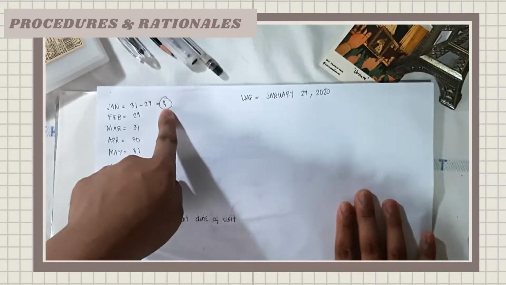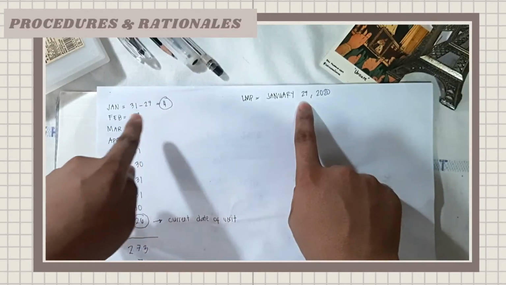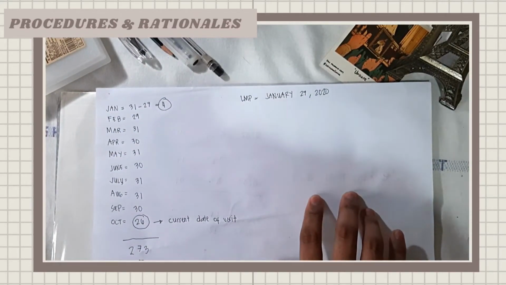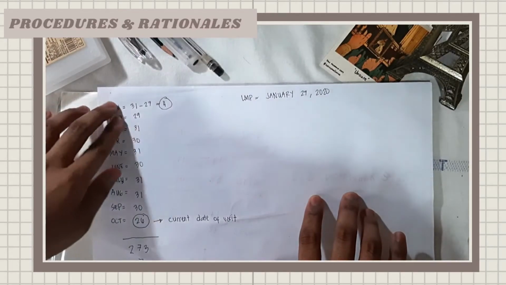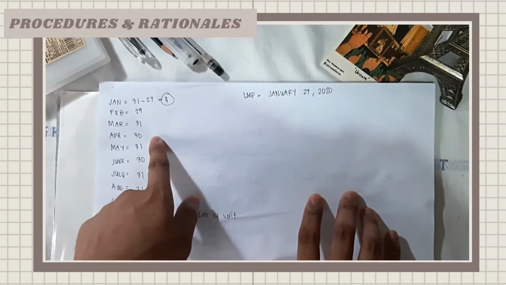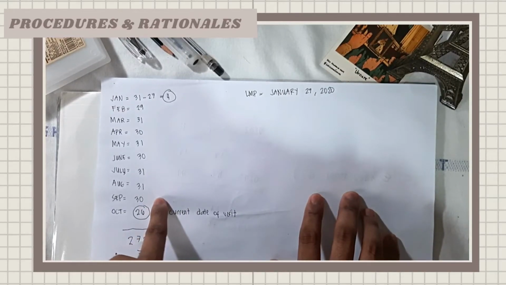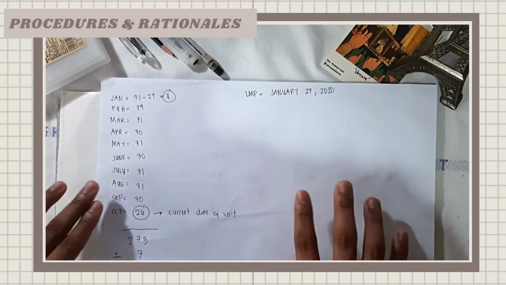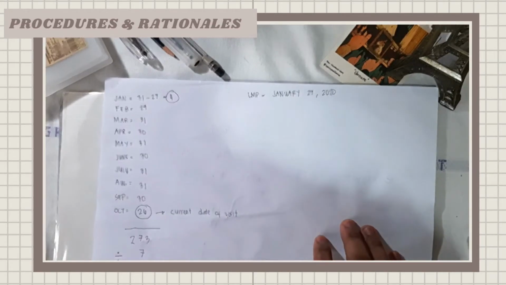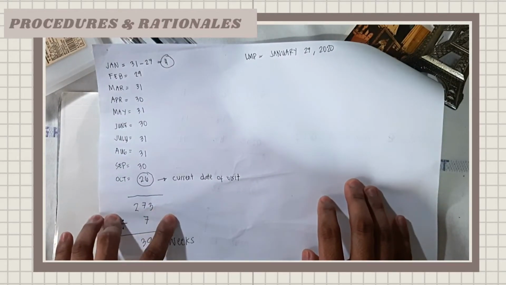So we have 4 days here. Why? Because 27 is her last menstrual period and January has 31 days. So we have to subtract 27 to 31. So we have 4 days. Next is 29 days, 31 days, 30 days, 31 days, 30 days, 31 days, 31 days, 30 days, and 26 days. Now, we are going to add all the days starting from the LMP to the current date. So we have 273 days.